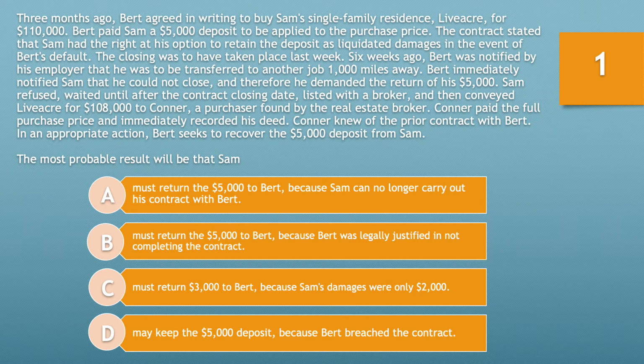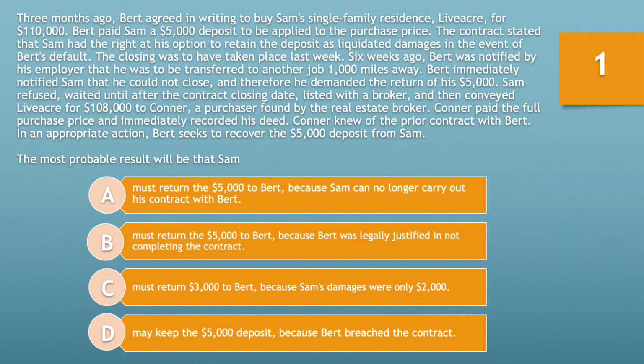Six weeks ago, Bert was notified by his employer that he was to be transferred to another job 1,000 miles away. Bert immediately notified Sam that he could not close, and therefore he demanded the return of his $5,000. Sam refused, waited until after the contract closing date, listed with a broker, and then conveyed Live Acre for $108,000 to Connor, a purchaser found by the real estate broker. Connor paid the full purchase price and immediately recorded his deed. Connor knew of the prior contract with Bert.